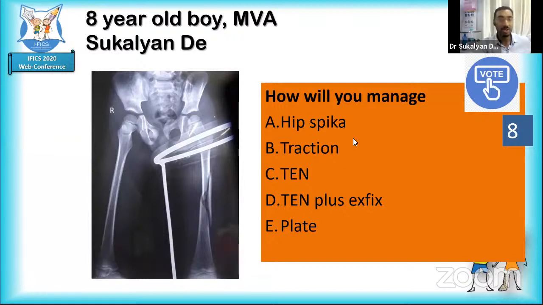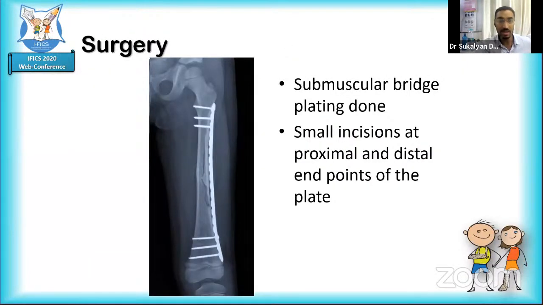Okay, so that was what was done. The audience poll: 10 plus external fixator was 48%, hip spica 1%, traction 4%, only titanium elastic nailing was 17%, and plate was 30%. So 10 plus external fixator versus plate. So the next slide.